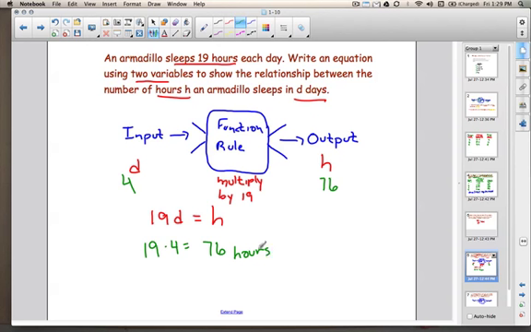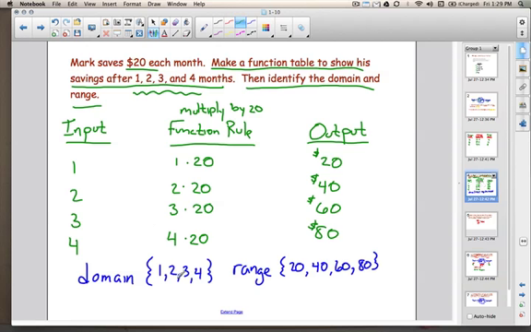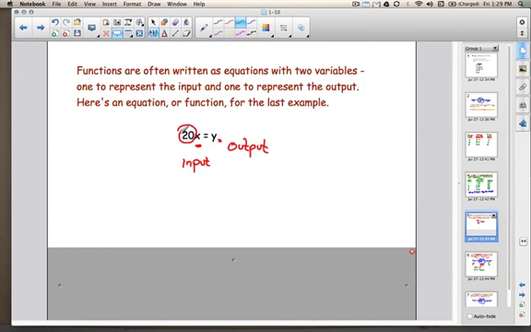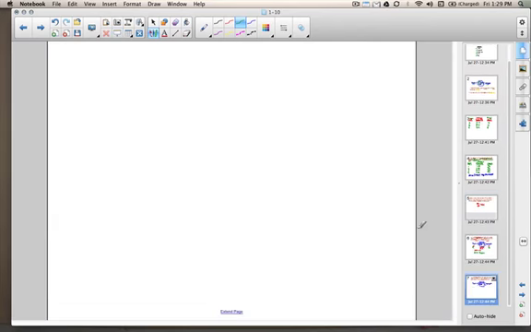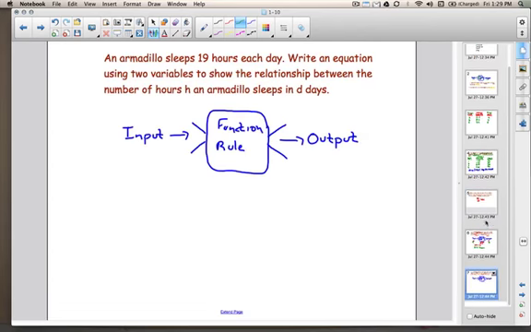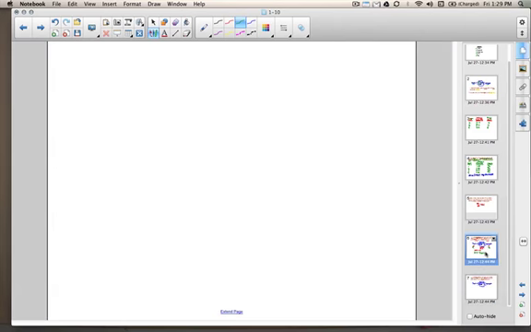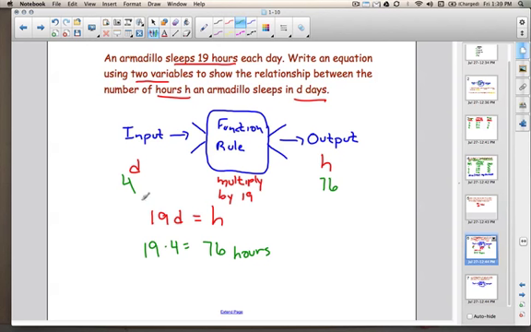So if you are an armadillo, after 4 days, you would have slept a total of 76 hours. That's all there is to functions. You have a function rule, something that you're going to do every single time. You put some sort of number in, you apply the function rule, and you get some sort of output out. You can either organize the information in a table like this, where the domain is the input and the range is the output, or you can write a function equation like this, and we can apply it to, for example, our armadillos. You can apply it to the armadillos here in this example.